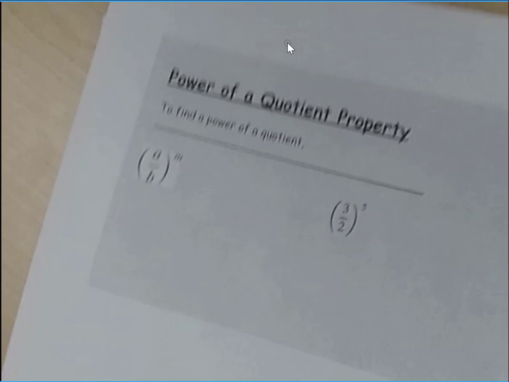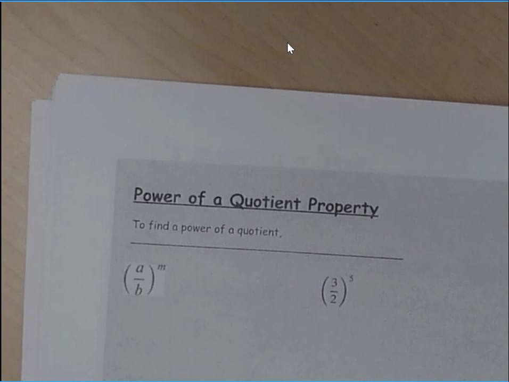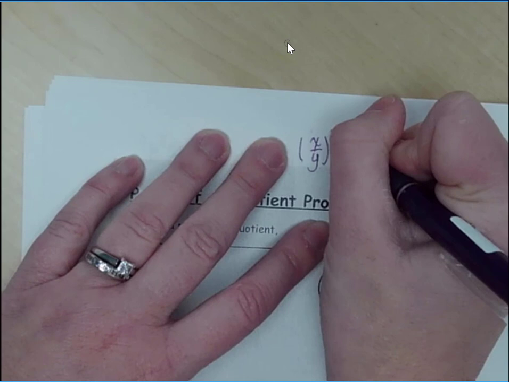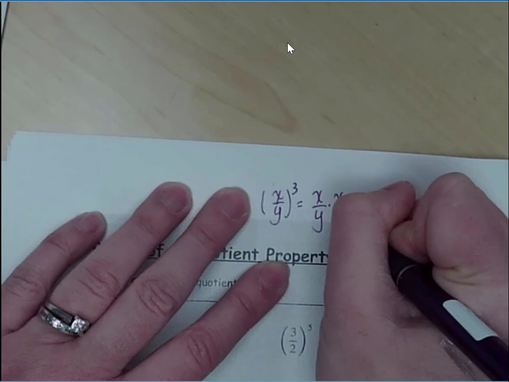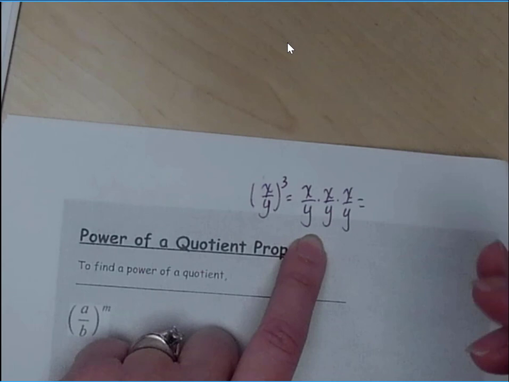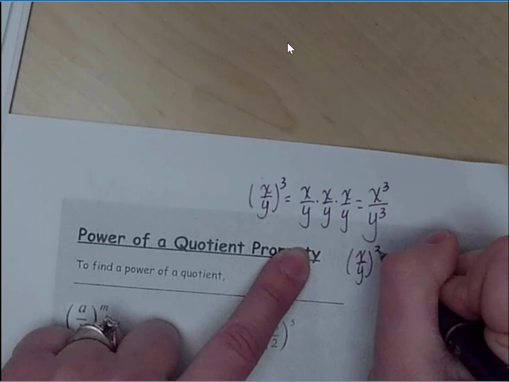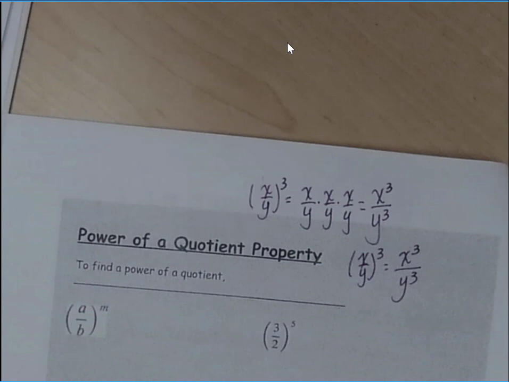So what about the quotient? I'm going to do the same thing, and let's take a look at an example here. Let's do some variables. If I had (x divided by y) to the third power, I get x divided by y times x divided by y times x divided by y. Now, if you recall fractions, we multiply the numerators, so I have x cubed, and multiply the denominators, and I have y cubed. So if I have the quantity x divided by y, cubed, I end up with x cubed over y cubed.